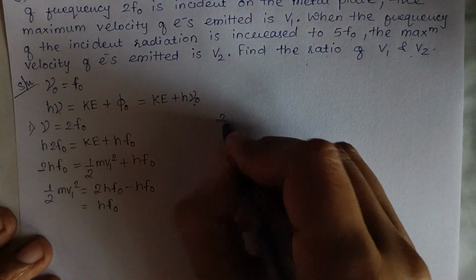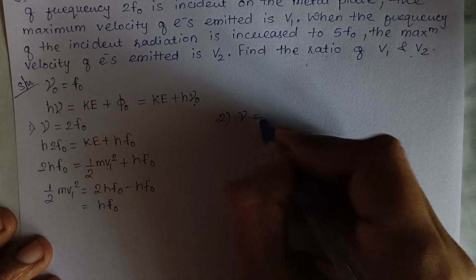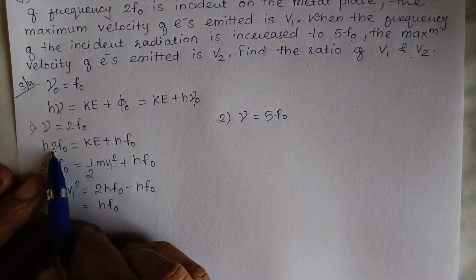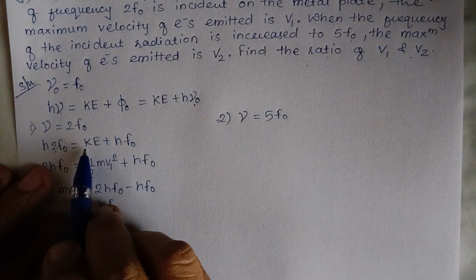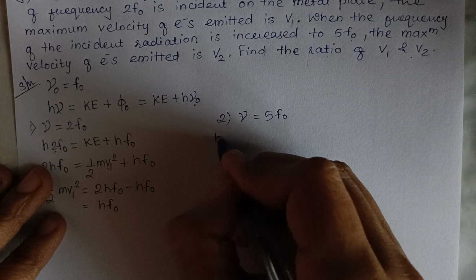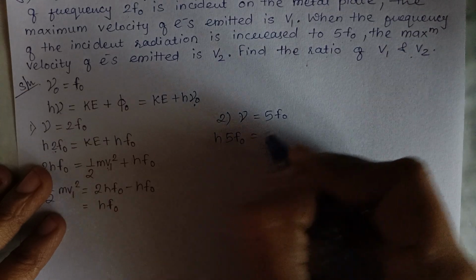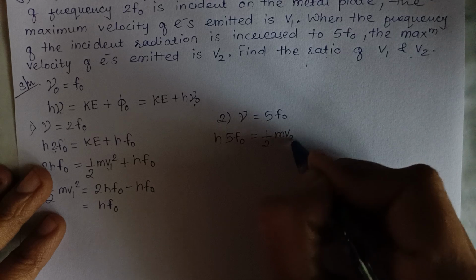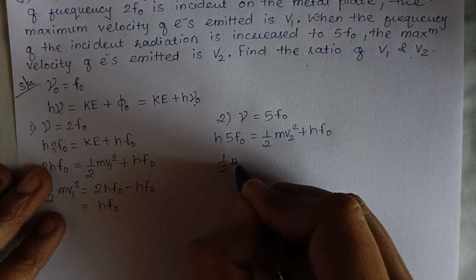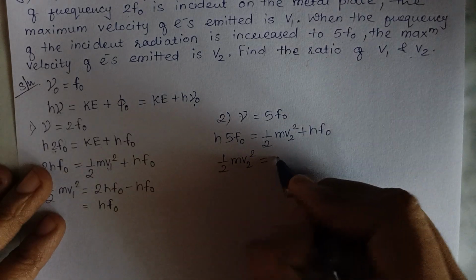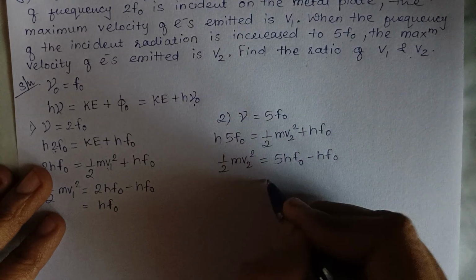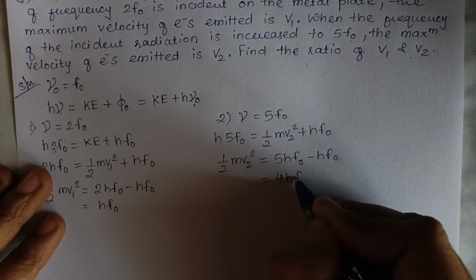Now for the second incident radiation, the frequency is 5F0. Same thing, you have to substitute here 5F0. All other things remain the same, only the velocity changes to V2. So half m V2 square is equal to 5hF0 minus hF0. So this becomes 4hF0.